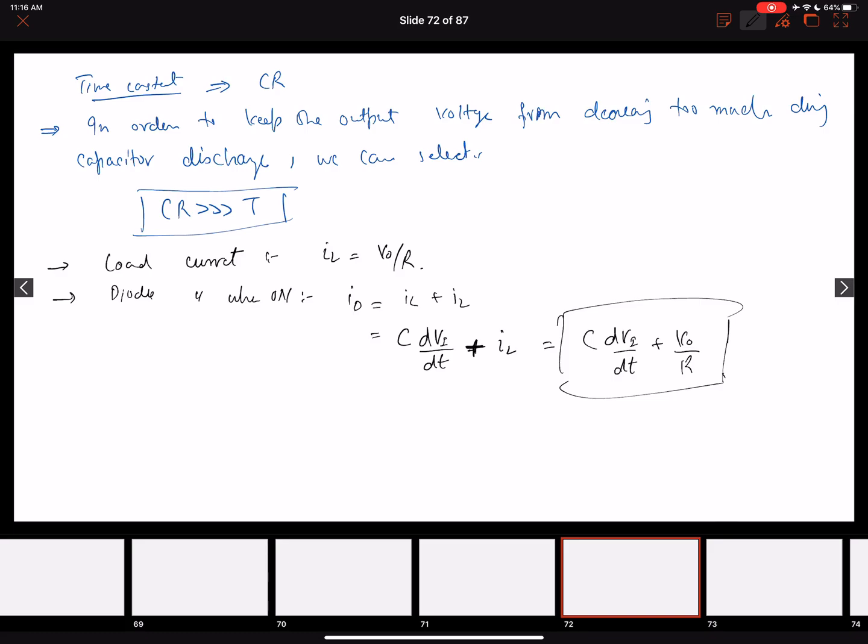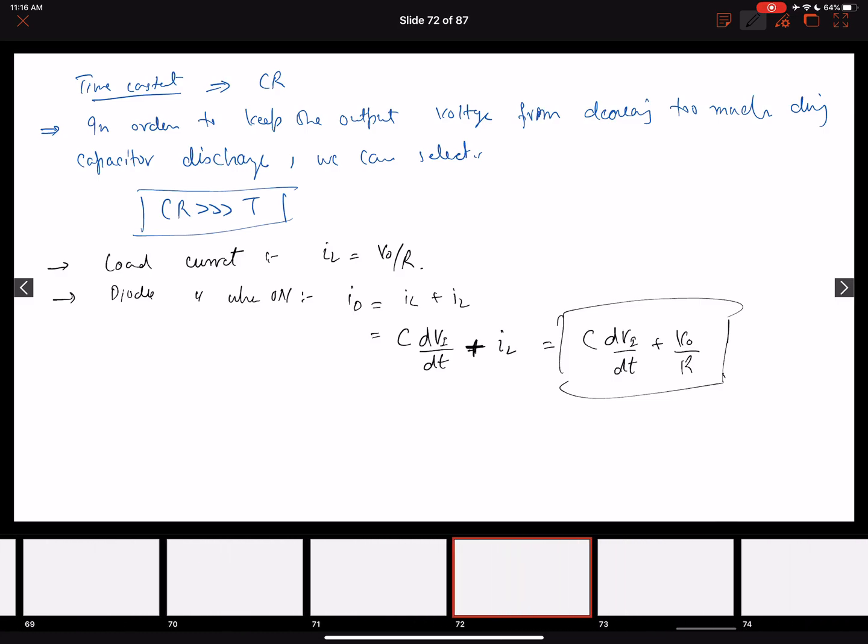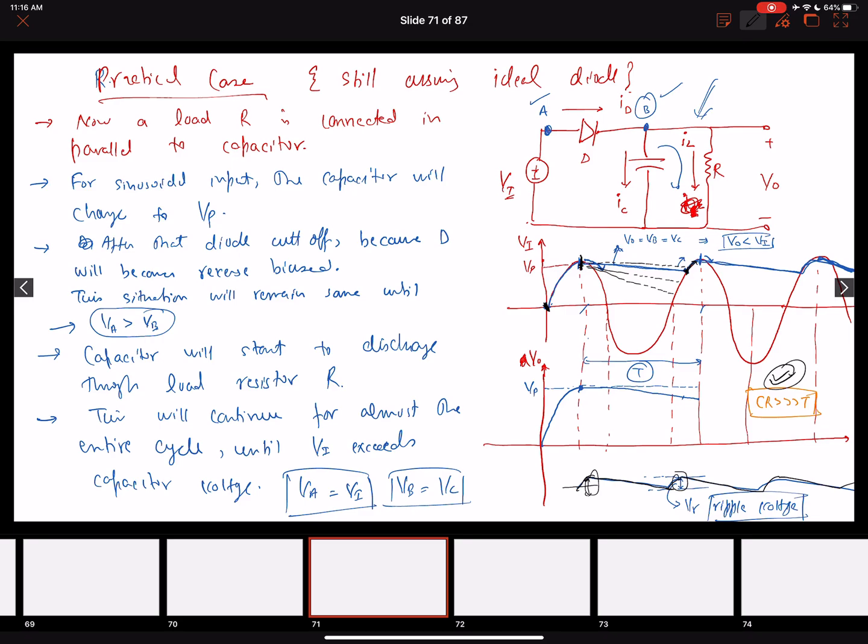So let's find out what the value of the output voltage is. If I look over here, at this point my output voltage is approximately VP, it is fully charged, and at this point, what is the value of the output voltage? It has decreased. So let's define the ripple voltage.